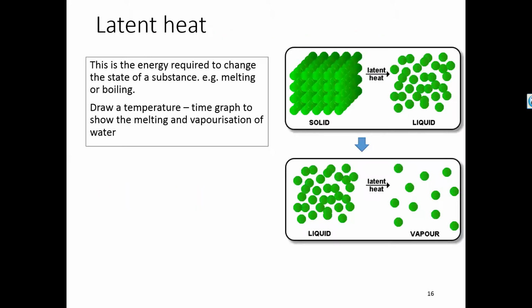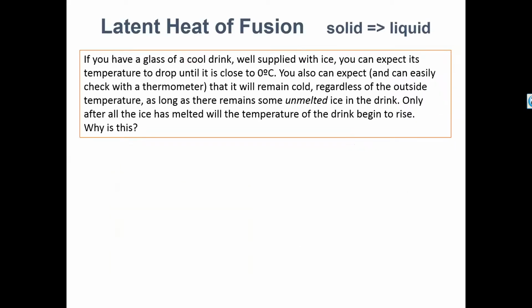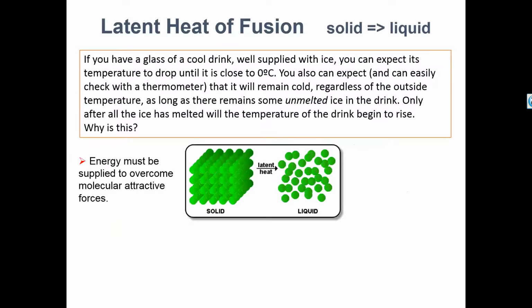So just some notes and information to go alongside the information that we went through under the camera. So latent heat is the energy required to change state, or for a change of state. And latent heat of fusion changes a solid to a liquid. Latent heat of vaporization changes a liquid to a vapor. So we can see in the diagram what's happening to the particles. And there's some more information there.